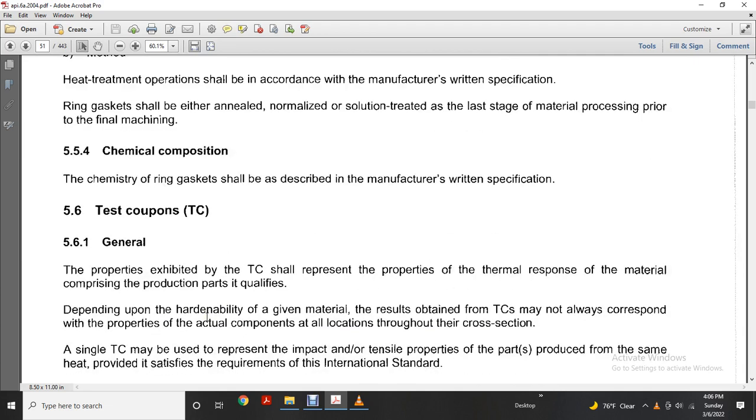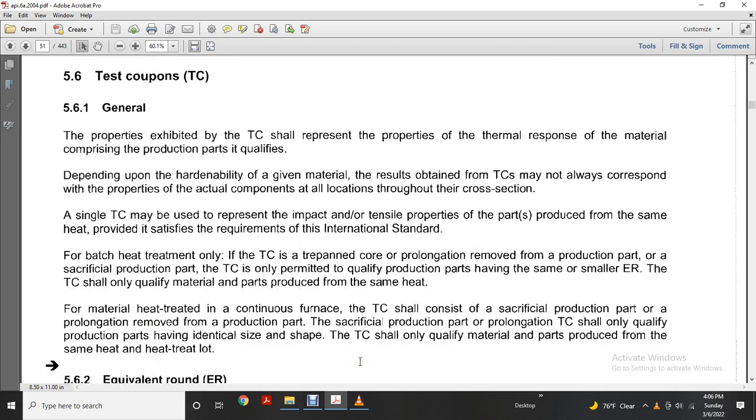Test coupons. The general properties exhibited by the test coupon shall represent the thermal response of the material compared with the production parts, qualified depending on the hardenability of the material. The result of the test coupon may not always correspond with the properties of the actual component. The location throughout the cross section of a single test coupon may represent the impact and tensile properties of the part, provided the test heat satisfies the requirements of international standards for batch heat treatment only.